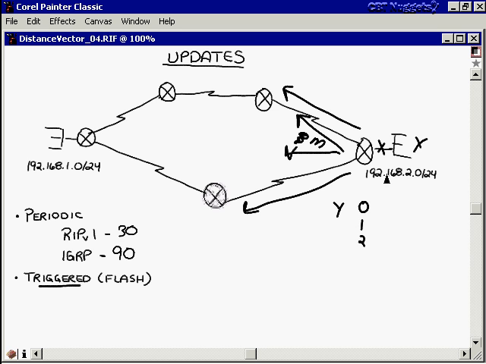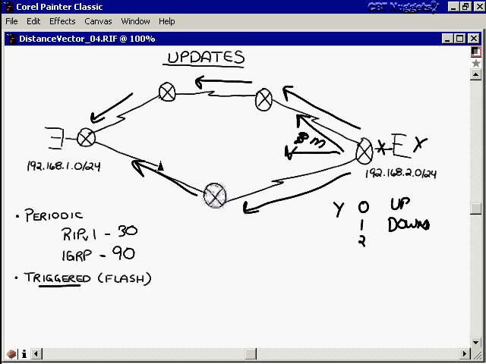What I'm looking for is a change from the state of it being up to the state of it being down. As soon as that happens, that's when I send my triggered update to everybody. And that cascades to the network, because as soon as you receive one here, this router is going to send it out to each of its neighbors, and it's going to go out quickly.